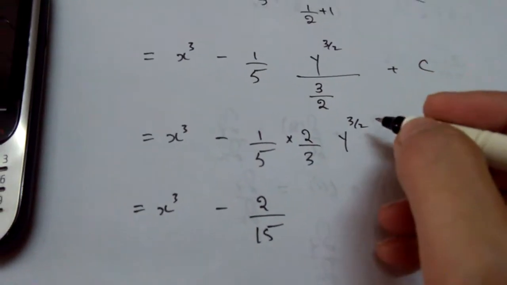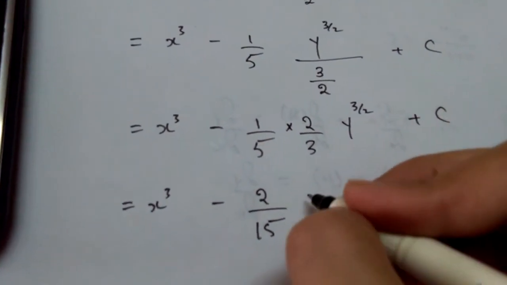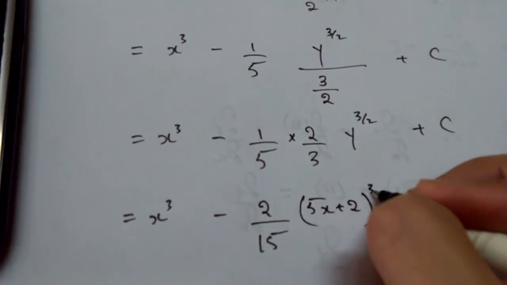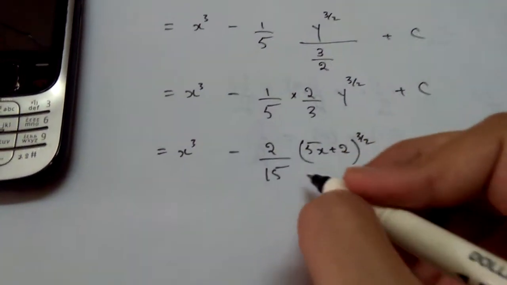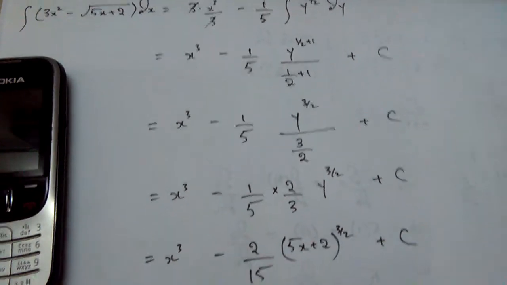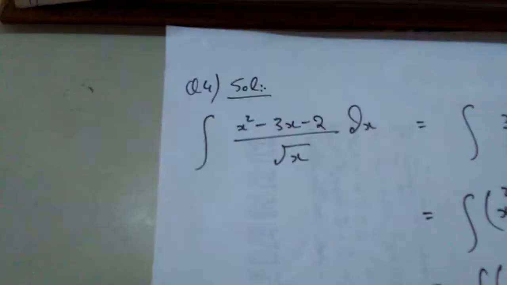Okay, and you know that previously you were taking what? You were taking y as your 5x plus 2 up there. It is 3 by 2 plus, and you have just restored the original variable at the end, and this is your final answer. Okay, so that's how you do. Now I hope that you have understood this problem. Now move ahead to the next question.